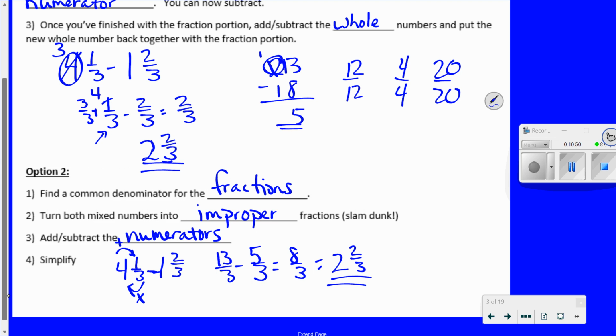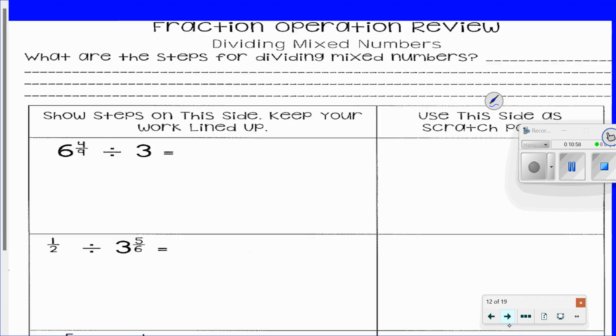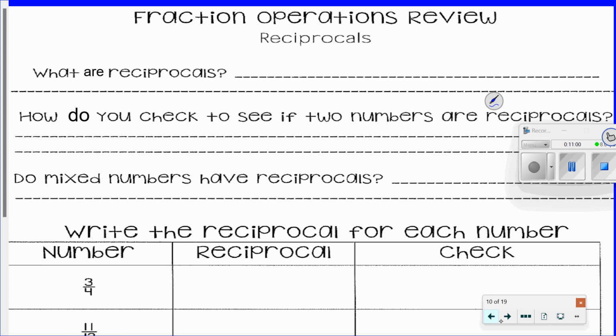Okay. At this point, I need everybody to take your packet and go to the last page. It says reciprocals on top. The last page of the packet, the one we gave you. Okay. Reciprocal. Bracket operation.